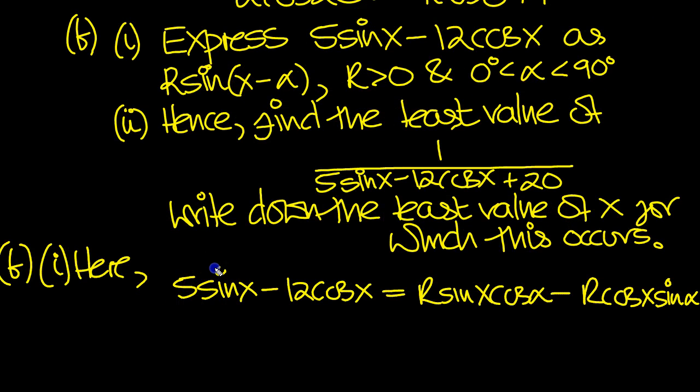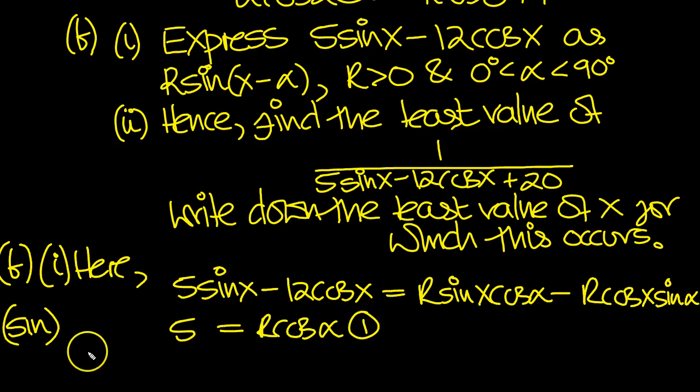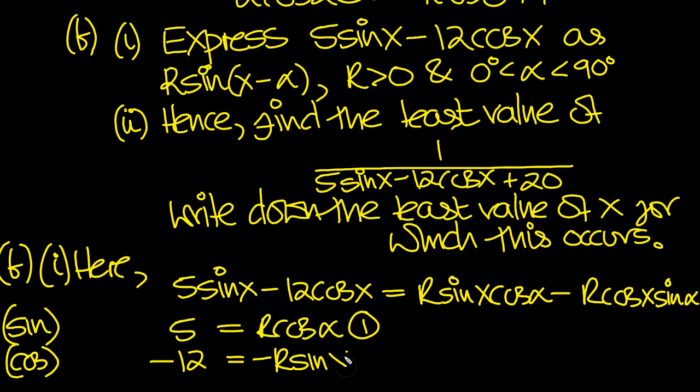Now let's equate the sine and cosine coefficients. First the sines: on the left we've got 5 lots of sin x, on the right we've got R cos alpha lots of sin x. That's our first piece of information, 5 equals R cos alpha. Let's equate the cosines: minus 12 on this side, minus R sin alpha on this side. That's equation 2.